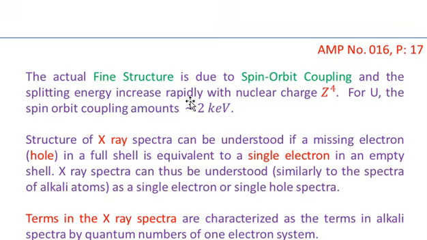And the splitting energy increases rapidly with the nuclear charge, that is, to the fourth power of the nuclear charge. That is, for heavier atoms, there will be a more significant value of the spin orbit coupling. The levels will be well separated for higher values of Z, or for the heavier atoms. For uranium, the spin orbit coupling amounts to of the order of 2 kilo electron volt. So you can notice this magnitude, which is significantly higher for the uranium atom.